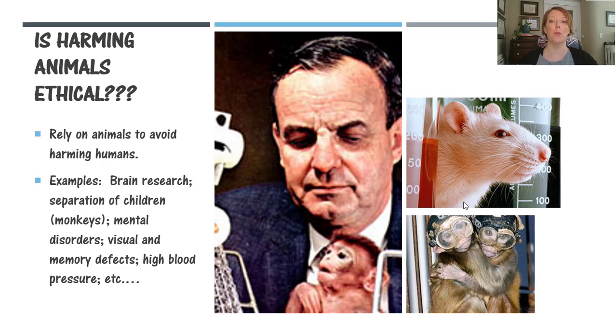Examples would include brain research, separating children from their parents and seeing the outcome. Looking at different mental disorders, visual and memory defects, high blood pressure. So you're doing research that will eventually benefit humanity, but you can't do the research directly with humans. Sometimes it is necessary and acceptable to harm animals, although it is always kept to as much of a minimum as possible. And an important thing to remember is when we talk about research with animals, if we already know the answer, we don't replicate that study. It is not considered ethical.